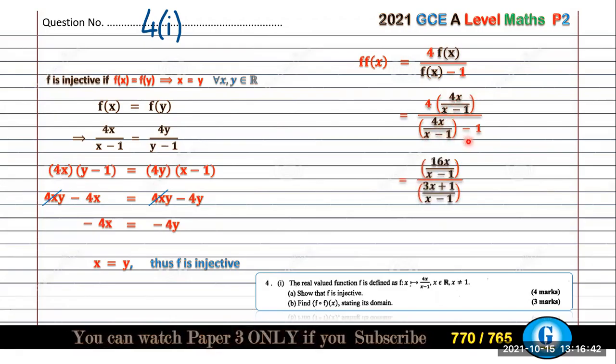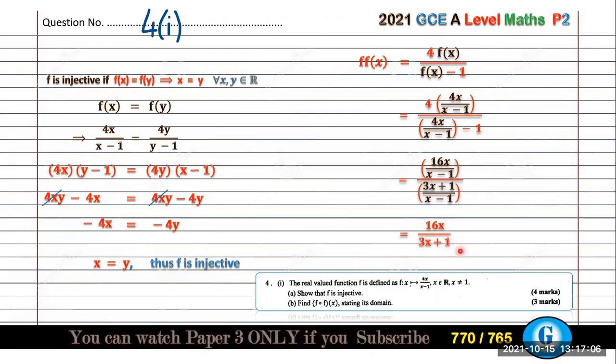We simplify that, we will have the numerator 16x over x minus 1. The denominator, we will have 4x over x minus 1 minus x minus 1 over x minus 1, right? So we bring those terms together, this is what we have. And here the denominators are common, so we can just cancel out. We have 16x over 3x plus 1.